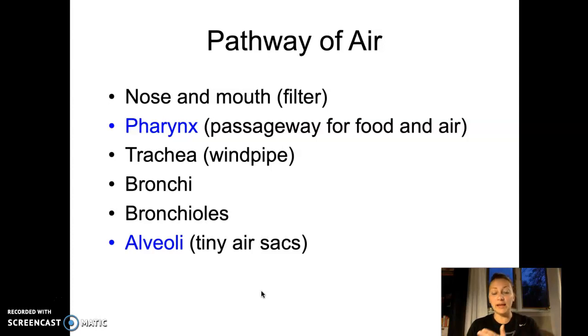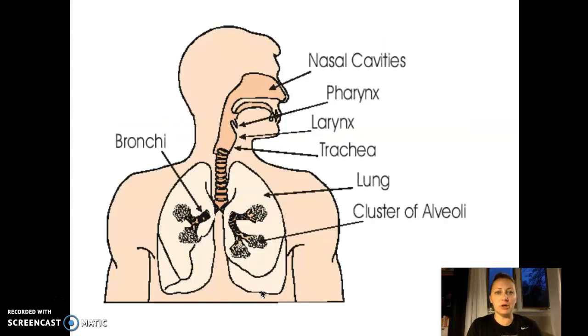Adding -ole at the end of a word means little, so little bronchus. And then at the very bottom, the alveoli, singular, alveolus. Those are the little grape-like air sacs at the bottom. So you can pause this and quiz yourself over those different structures.